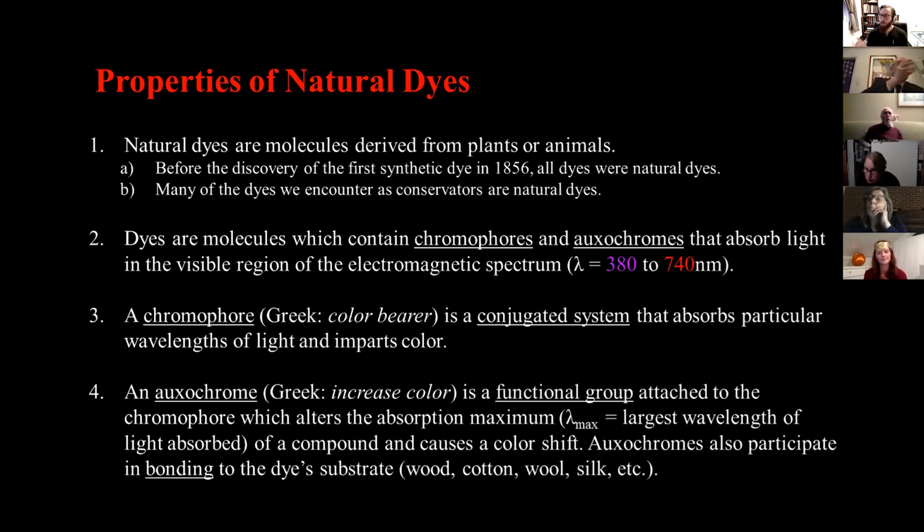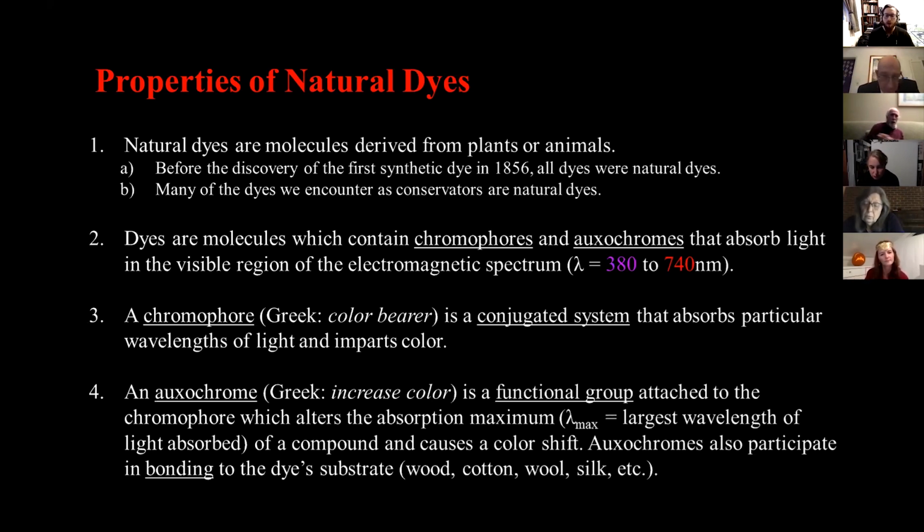So what actually defines a dye? Well, it's basically just a molecule that contains a chromophore and an auxochrome. And the chromophore absorbs light in the visible region of the electromagnetic spectrum. That's a wavelength of 380 to 740 nanometers. It changes depending on how bad your eyesight is. Like mine, I probably only can see 400 to 700. And we'll dig into the chromophores and auxochromes more in depth.